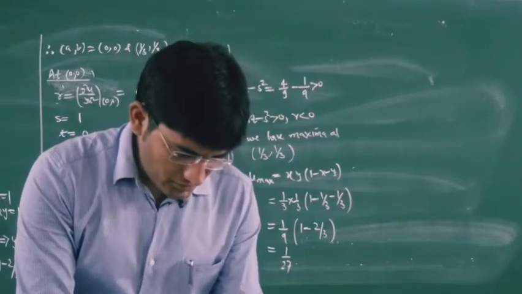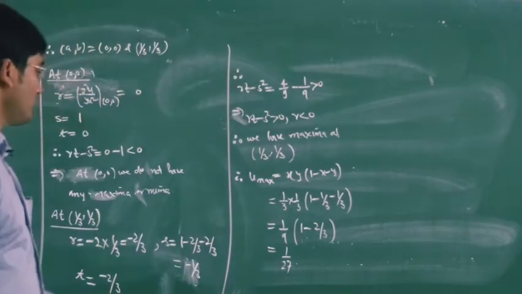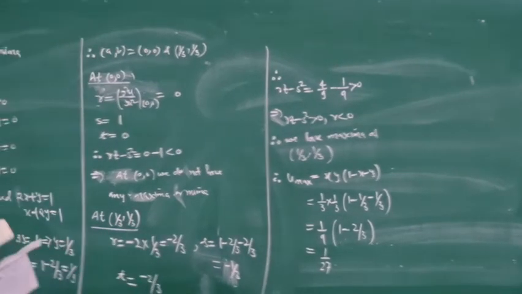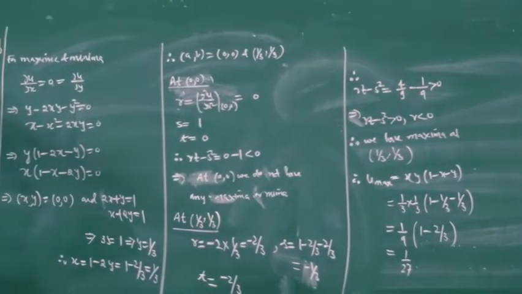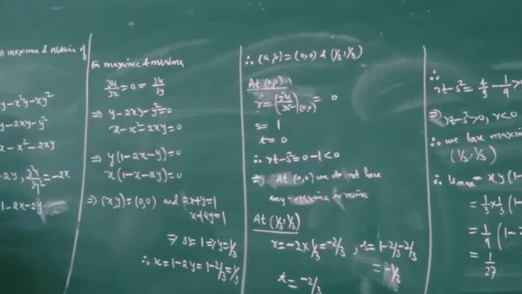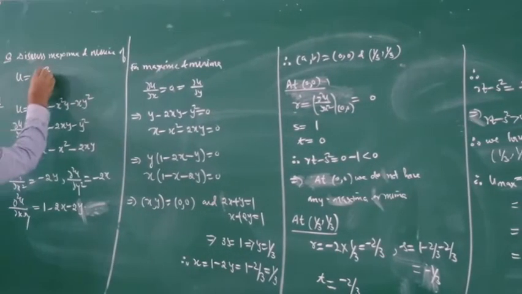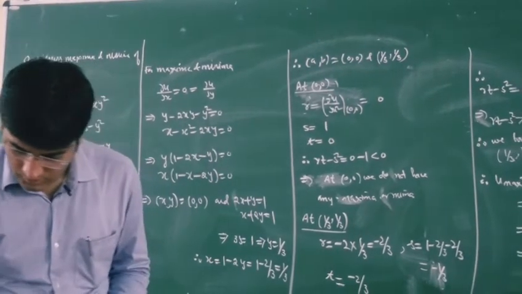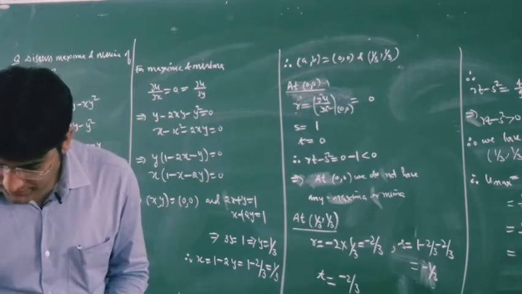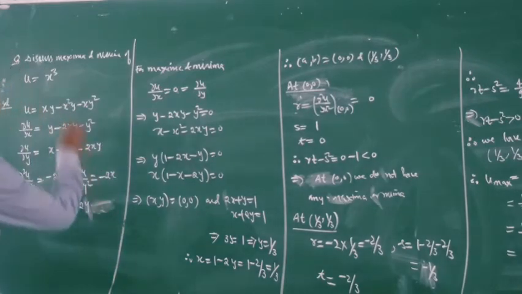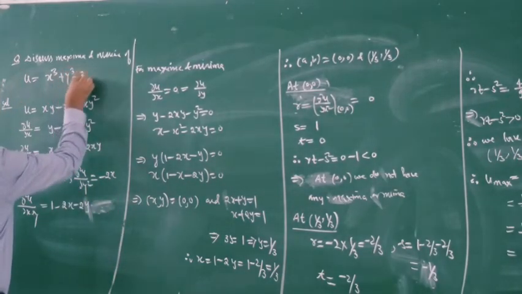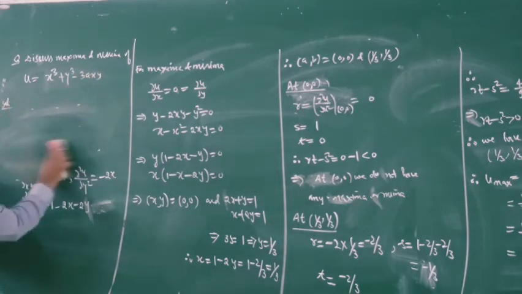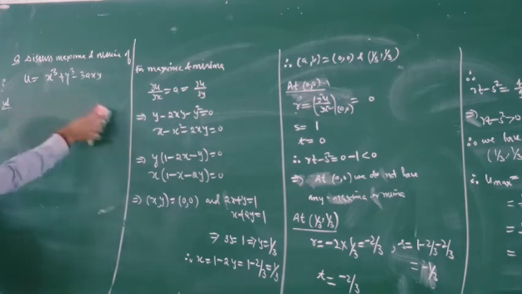Then our next question is, then the next problem is to discuss the maximum and minimum of u equal to x cube plus y cube minus 3axy. So let us discuss the maximum and minimum of this problem.